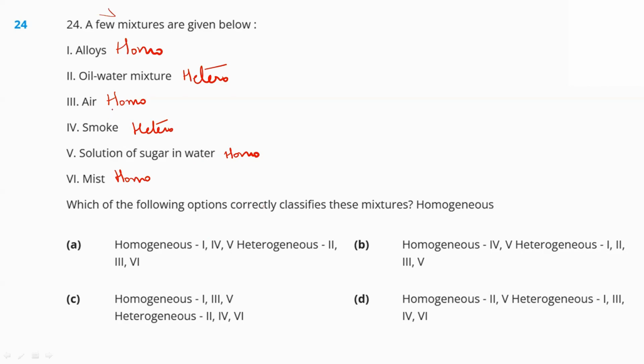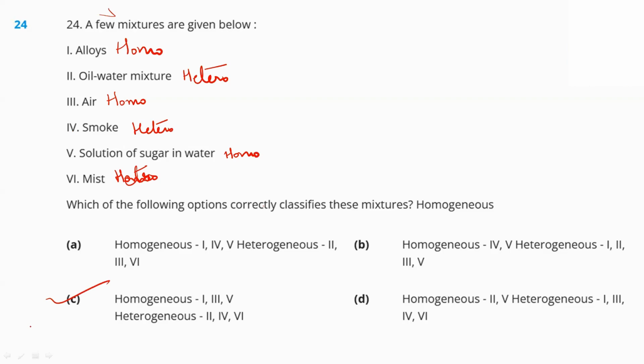So option number, mist can also be considered heterogeneous. It can also be considered heterogeneous, right? So option number C is our correct answer. Homogeneous is 1, 3, and 5, and heterogeneous is 2, 4, and 6.